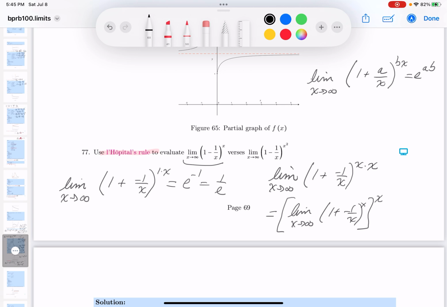So we just did that, and what's this guy going to be? On the inside, it's actually just 1 over e. We just did it. And 1 over e raised to the infinite power is going to be 0.